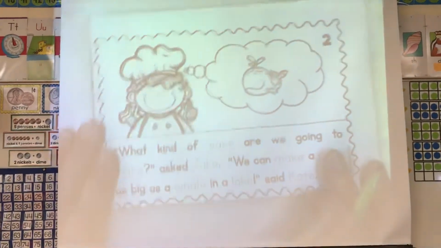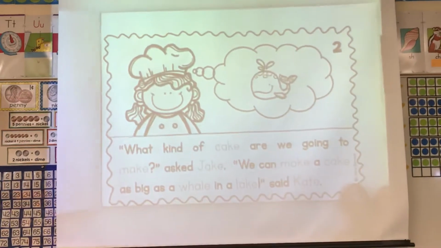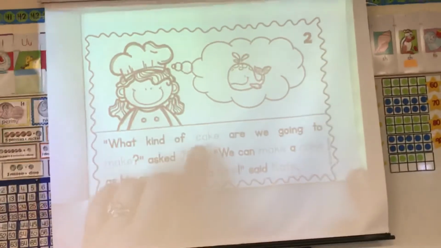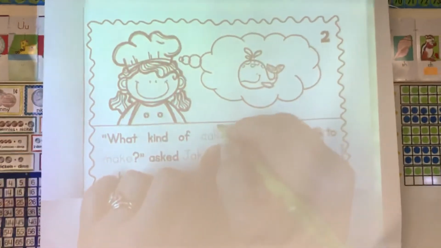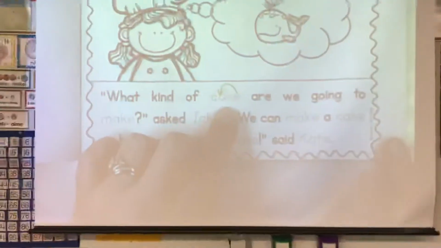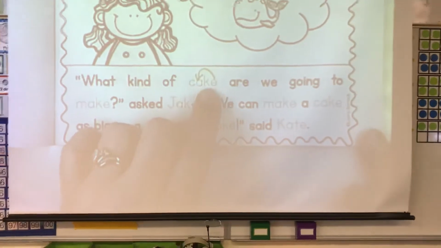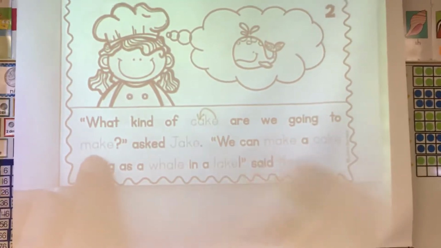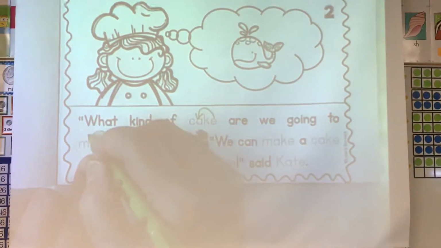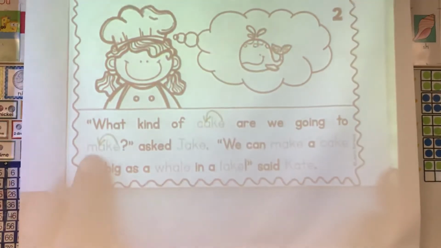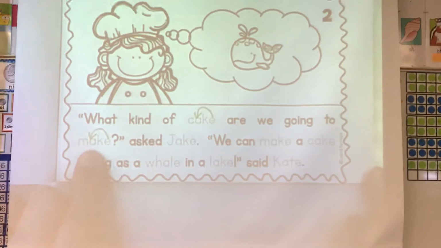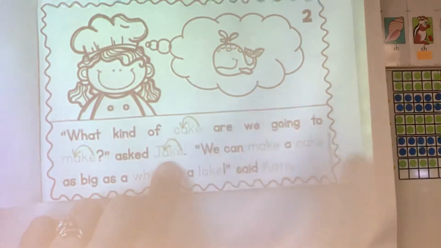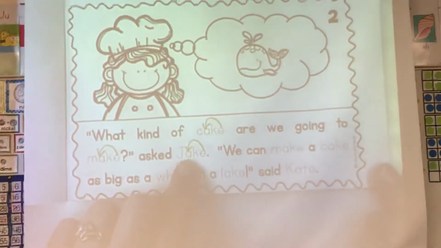Turn the page. There's Mrs. Roberts' favorite popcorn word. What kind of... Draw an arrow from the E to the A. Cake. Are we going to... Draw an arrow from the E to the A. Make. Asked. Draw an arrow from the E to the A. Jake.